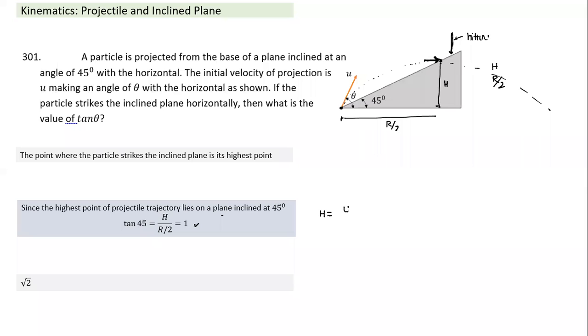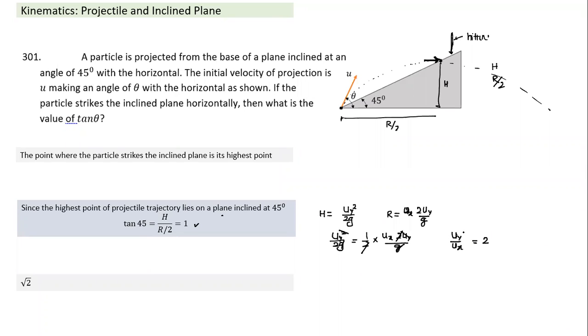What is h equal to? uy square by 2g. And what is r equal to? r is equal to ux into 2uy by g. So let me put h equal to r by 2. You equate h equal to r by 2: uy square by 2g equals 1 by 2 of r, which is ux into 2uy by g. So what are we left with? ux, uy cancel, g and g gone. We are left with uy by ux equal to 2.